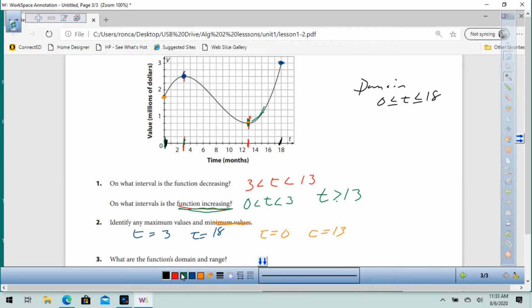The range, that's the low right there, and the high is up there. So the range, let's see, 3/4 is less than or equal to V for value, and it goes up to less than or equal to 3. So there's your range. The range is from here to here.